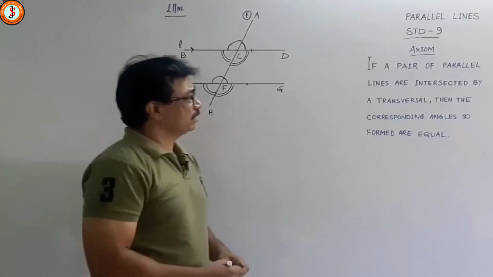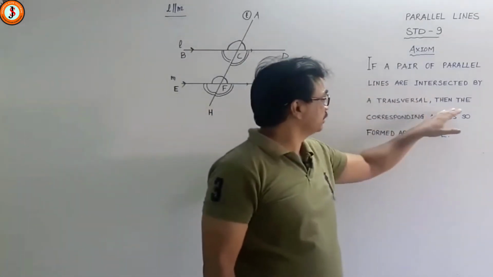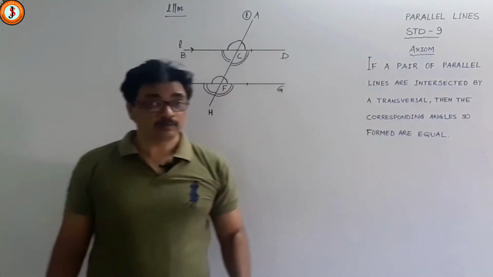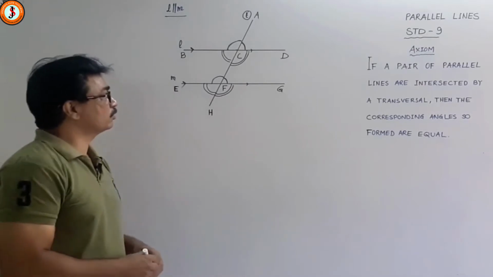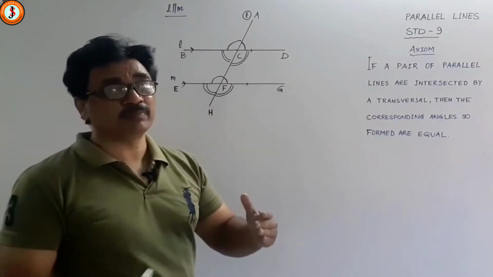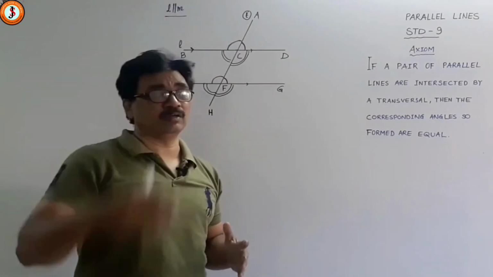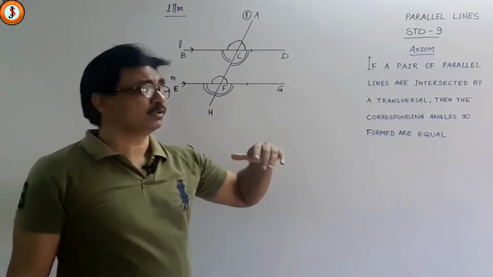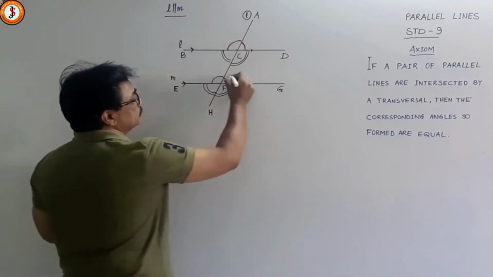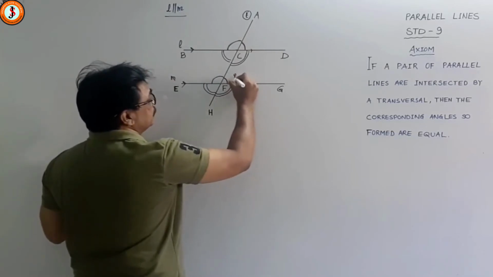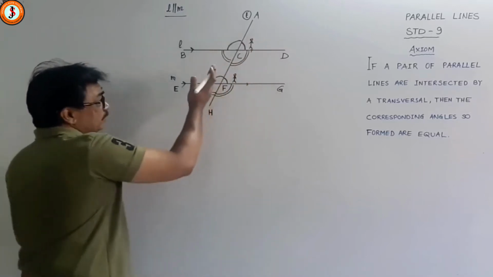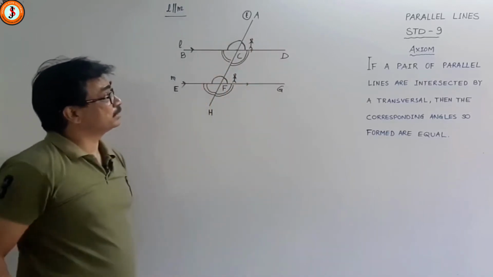So they are telling, if a pair of parallel lines is intersected by a transversal, then the corresponding angles so formed are equal. This is an axiom. Now we have to understand what corresponding angles are. A corresponding angle is like the balcony of a very big apartment. All the balconies are placed and spaced the same way. So suppose you are standing here, then the corresponding place will be here. So these two angles are corresponding angles, and if the lines are parallel, then they are inclined the same way. So these two angles are corresponding angles.